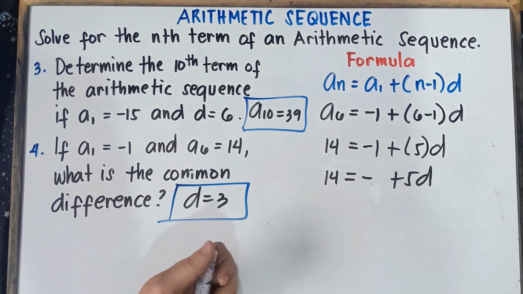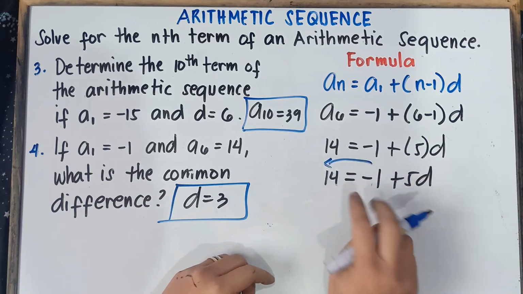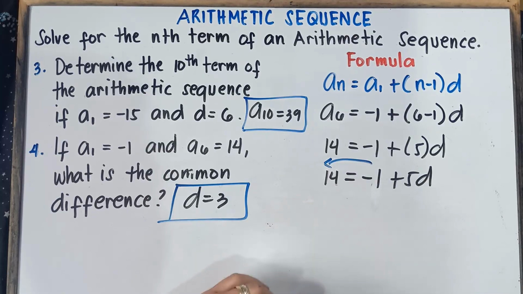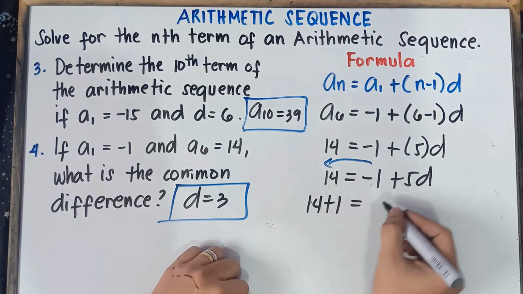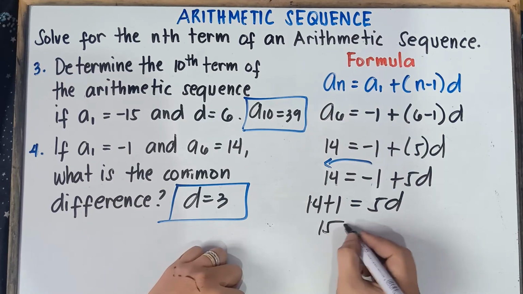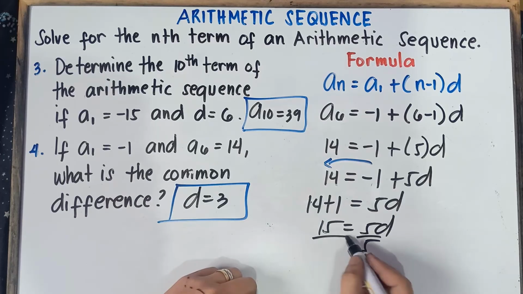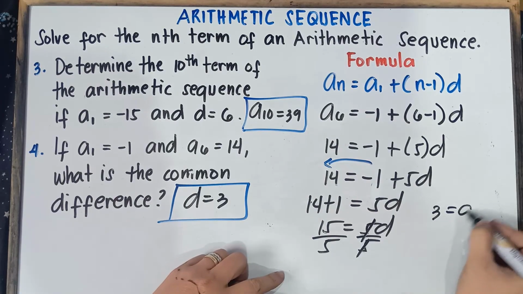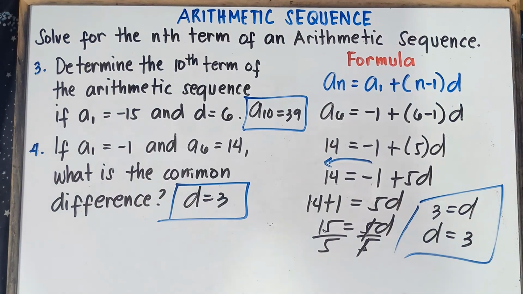For the other solution, you can simply transpose -1 from right to left. Once you transfer it across the equal sign, you change the sign. This -1 will become +1. So this will be 14 plus 1 equals, copy 5d. And then 14 plus 1 is 15 equals 5d. Then apply the division property of equality. Divide by 5, divide by 5. You will get the same answer: 3 equals d, or d equals 3. That's it, class. All set.